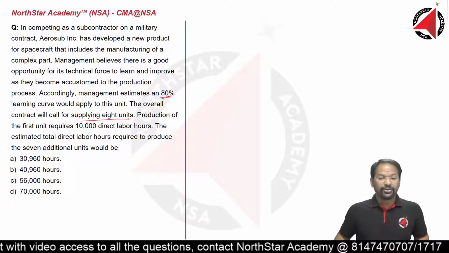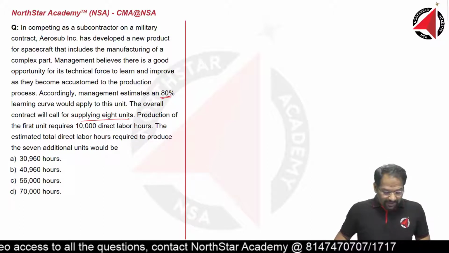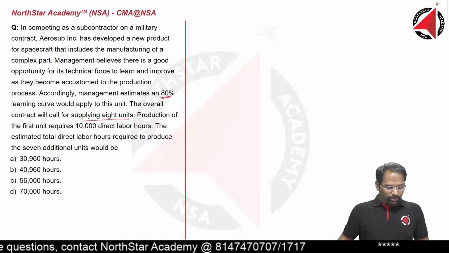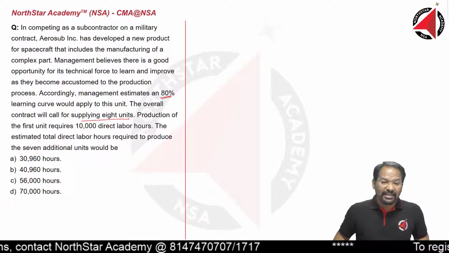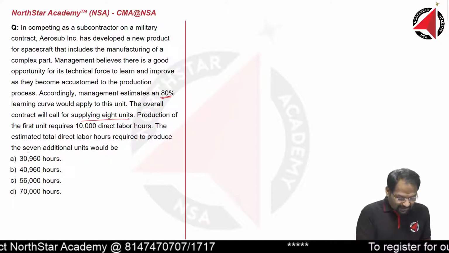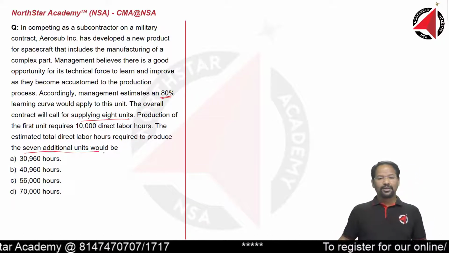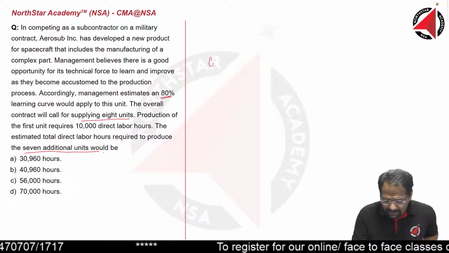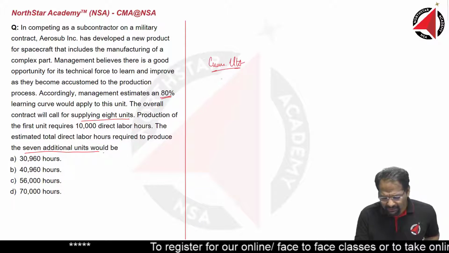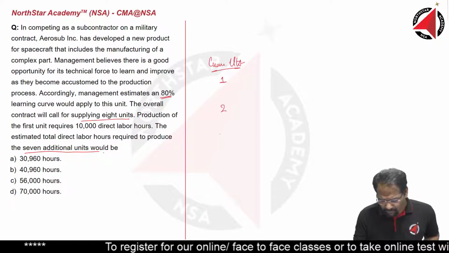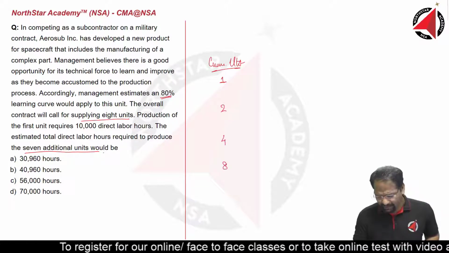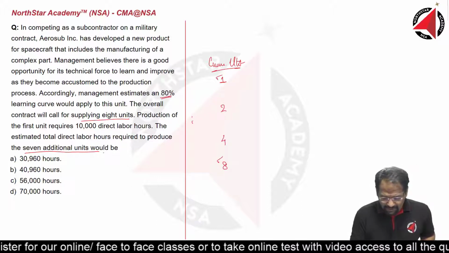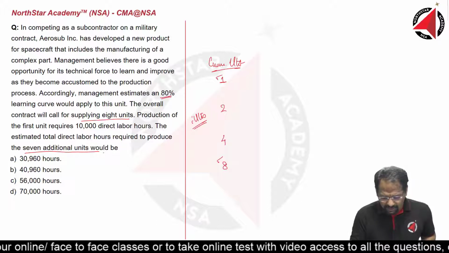Production of the first unit requires 10,000 direct labor hours. The estimated total direct labor hours required to produce the 7 additional units would be what? This point is very important. Let's write the format first. Cumulative units: 1, 2, 4 and 8. So from 1 to 8 the difference is going to be 7 additional units.